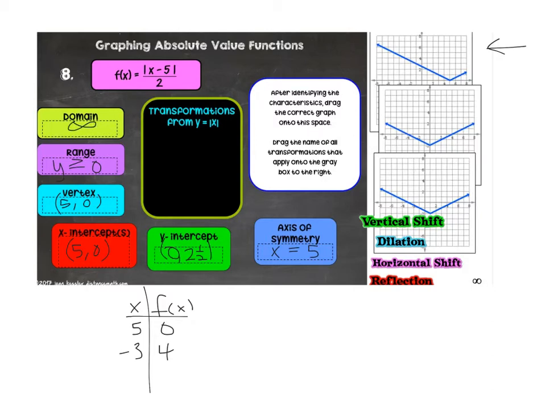Is this one a vertical shift? The answer is no, it's not vertical. Is it a dilation? Yes, the shape has changed. Is it horizontal? Yes, it went over to the right. Is it reflection? No. So this one's just dilation and horizontal.